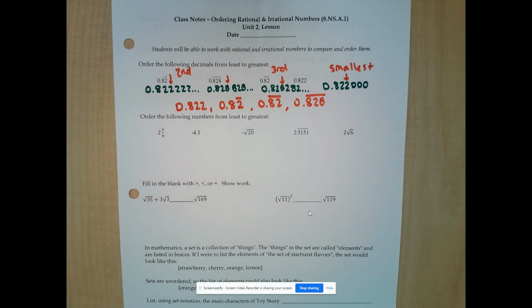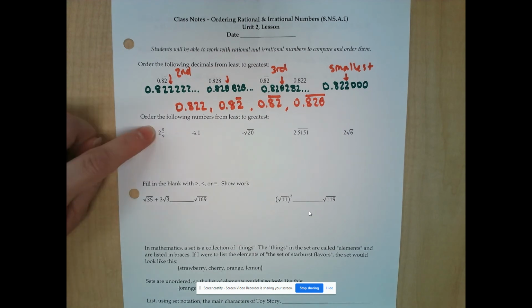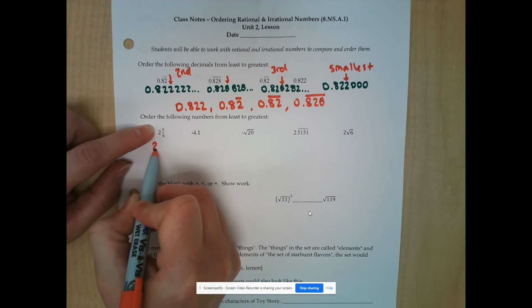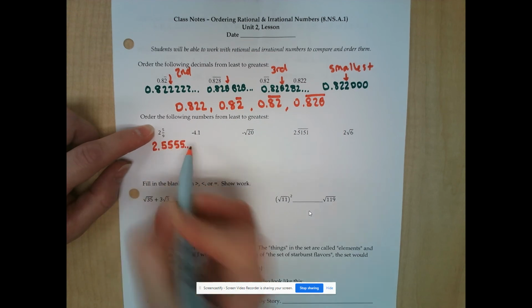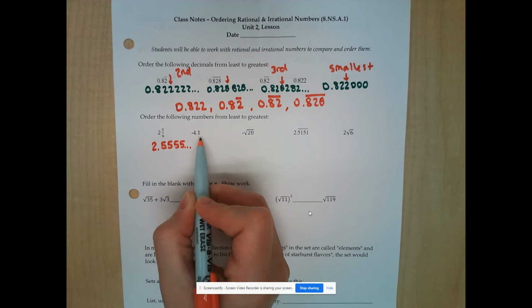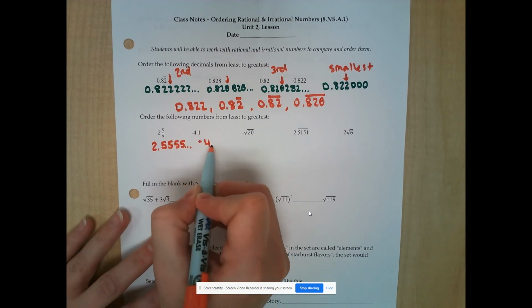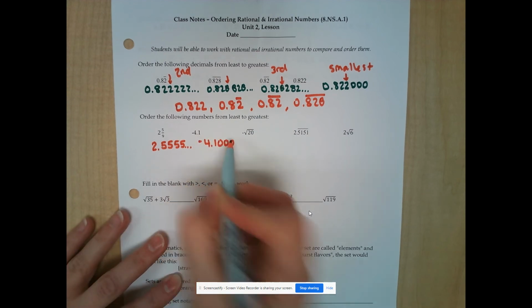Order the following numbers from least to greatest. So same idea. What do I have for numbers? 2 and 5/9. Now the easiest way to compare them is to put them all in the same form, either all fractions with a common denominator or all decimals. I'm going decimals. So 2.59 is a 5 repeating. Negative 4.1, well, not very interesting. Negative 4.1, and if I want to put some zeros on there, I can.